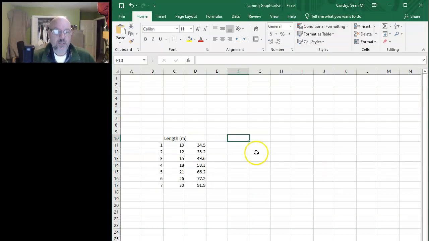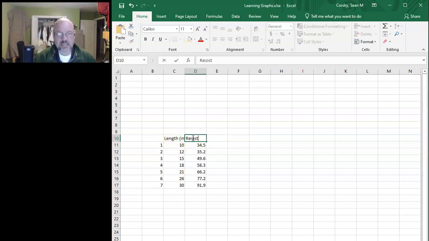Okay, there we go. Now, I've got length, and the other thing was resistance. I put my M in there for my units. Boom, boom, that helps out a lot. So I'm going to come in here, resistance, and we're going to learn that resistance has units of ohms. So we'll put that in there.